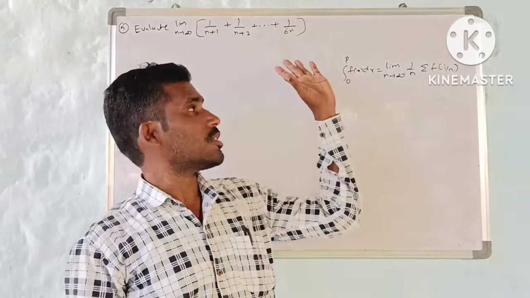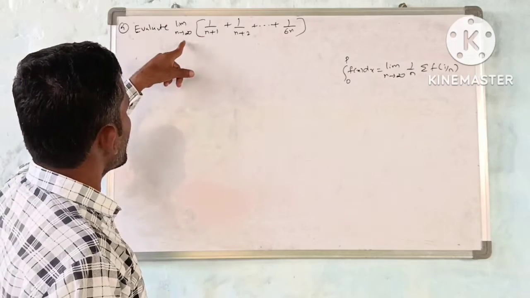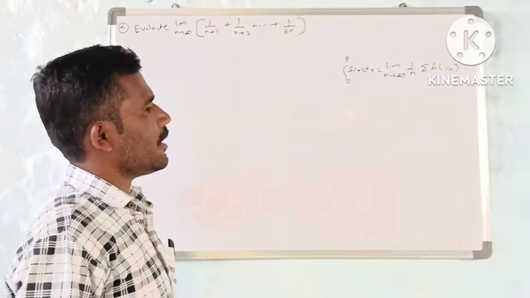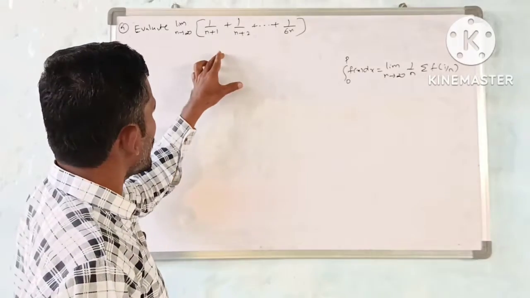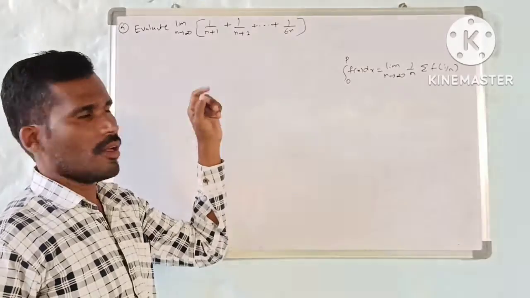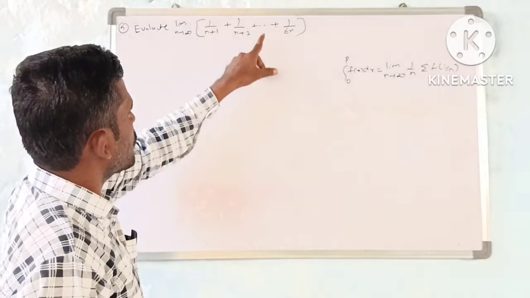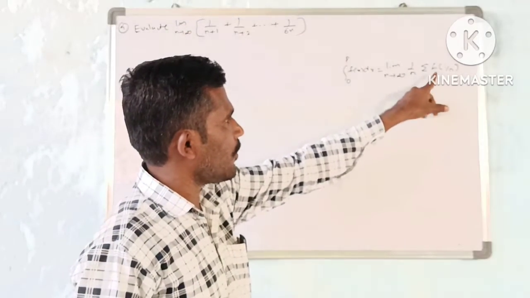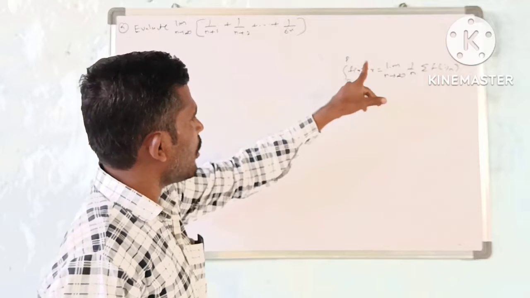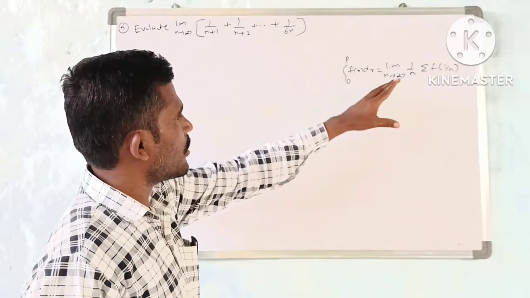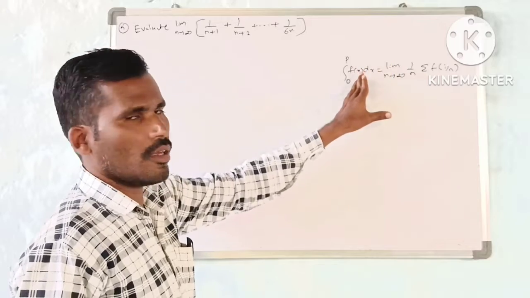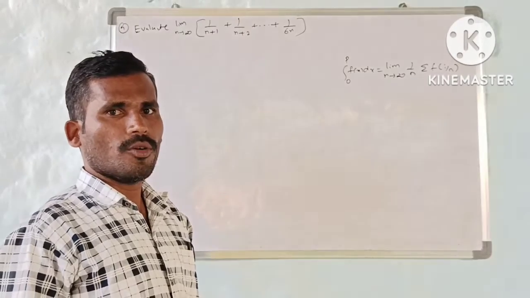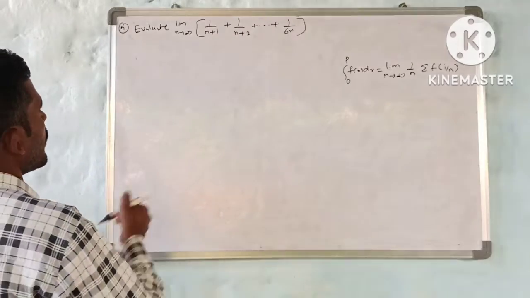Now the next one, this is also the same thing. Limit n tends to infinity of 1/(n+1) plus 1/(n+2), and so on, up to 1/(6n). This is also a given limit of a sum. The limit of a sum is given, so you have to evaluate it. This type of problem can also be solved by integration. You have to convert it into integral form, then integrate, and substitute the upper limit and the lower limit. So for that I am taking, what is given?